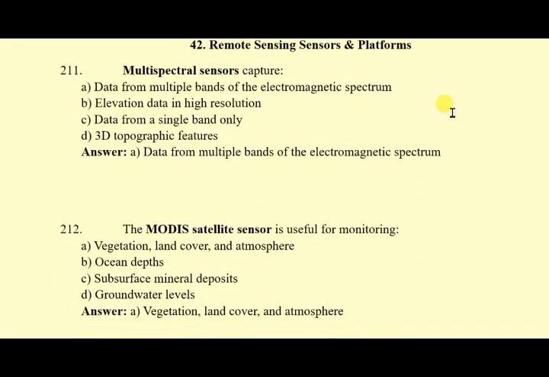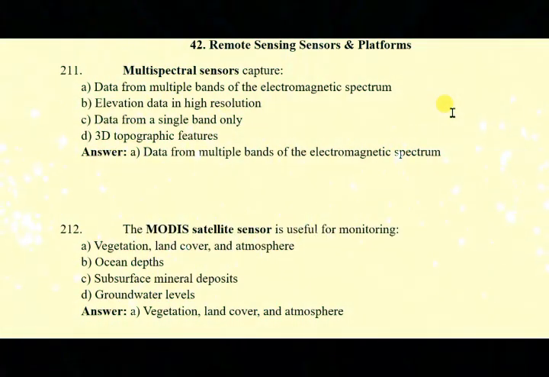Category 42. Remote sensing sensors and platforms. Question 211. Multispectral sensors capture data from multiple bands of the electromagnetic spectrum, elevation data in high resolution, data from single band only, 3D topographic features. Here the right answer will be data from multiple bands of the electromagnetic spectrum.